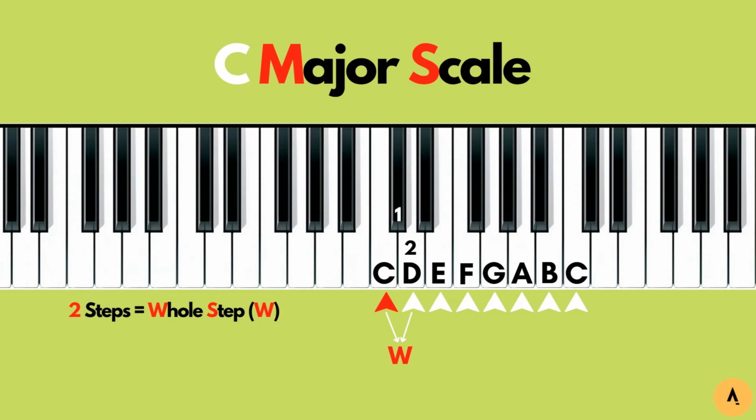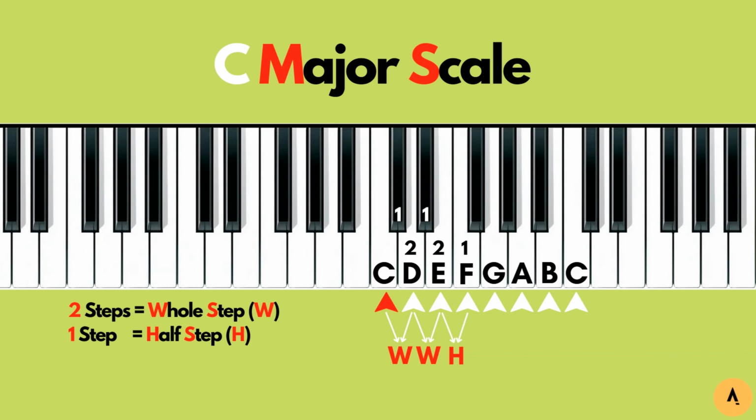Let's see D to E. And it also is 2 steps. So whole step again. Now E to F is only 1 step. And if we move only 1 step, we call it a half step and we'll represent it with H. So now we know a whole step equals 2 half steps. And we'll put H here to remember.